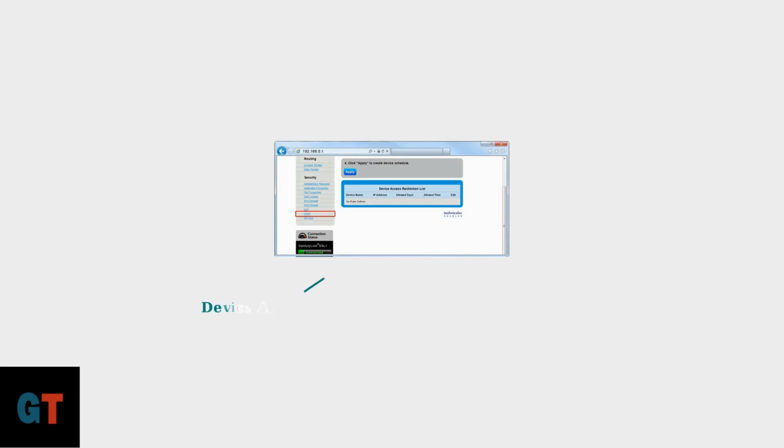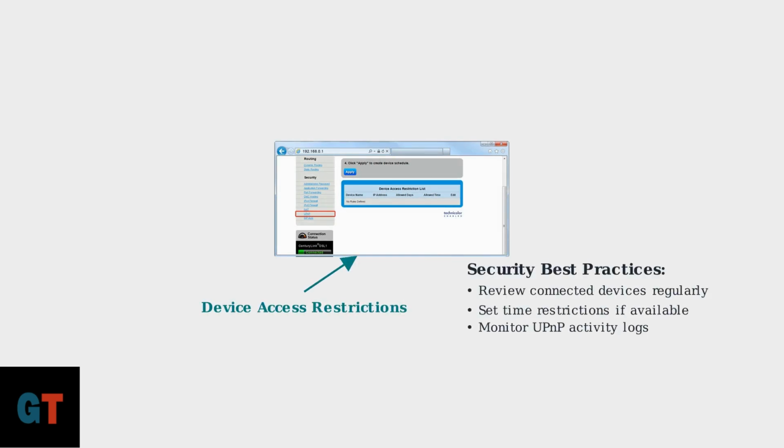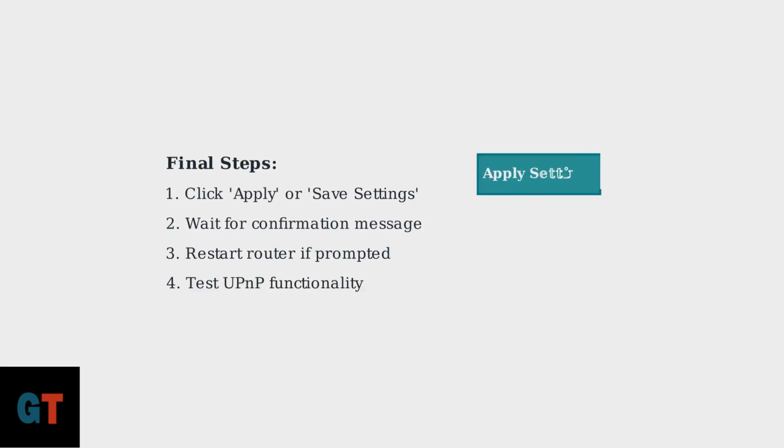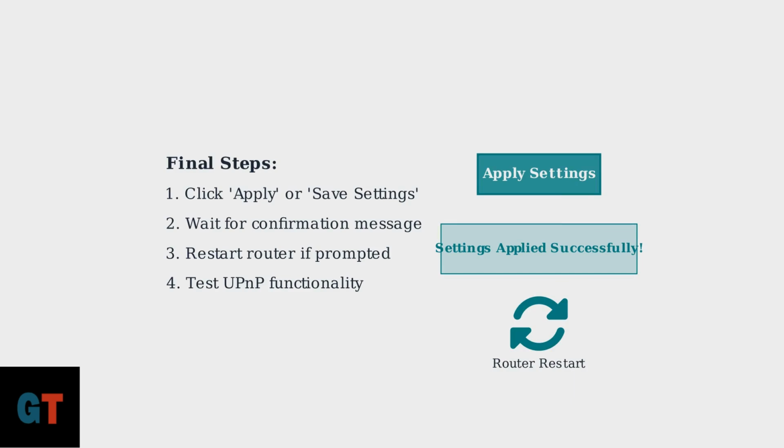Many modern routers offer additional security settings for UPnP. You may see options for device access restrictions, where you can control which devices are allowed to use UPnP services. After enabling UPnP and configuring any security settings, make sure to save your changes by clicking the Apply or Save button. Some routers may require a restart to fully activate UPnP functionality.